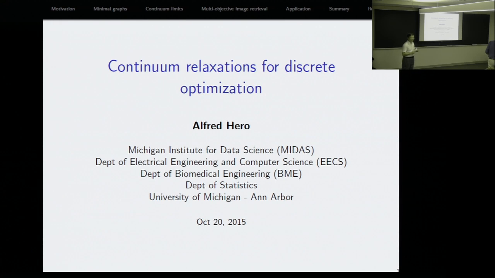Right, good morning, everyone. It's a pleasure for me to start this Wednesday session, and I got a promotion to be chair for today. And the salary? Tomorrow. We talk about that later. Right, our first speaker is Professor Alfred Hero from Michigan. He's going to talk about continuum relaxation for discrete optimization.